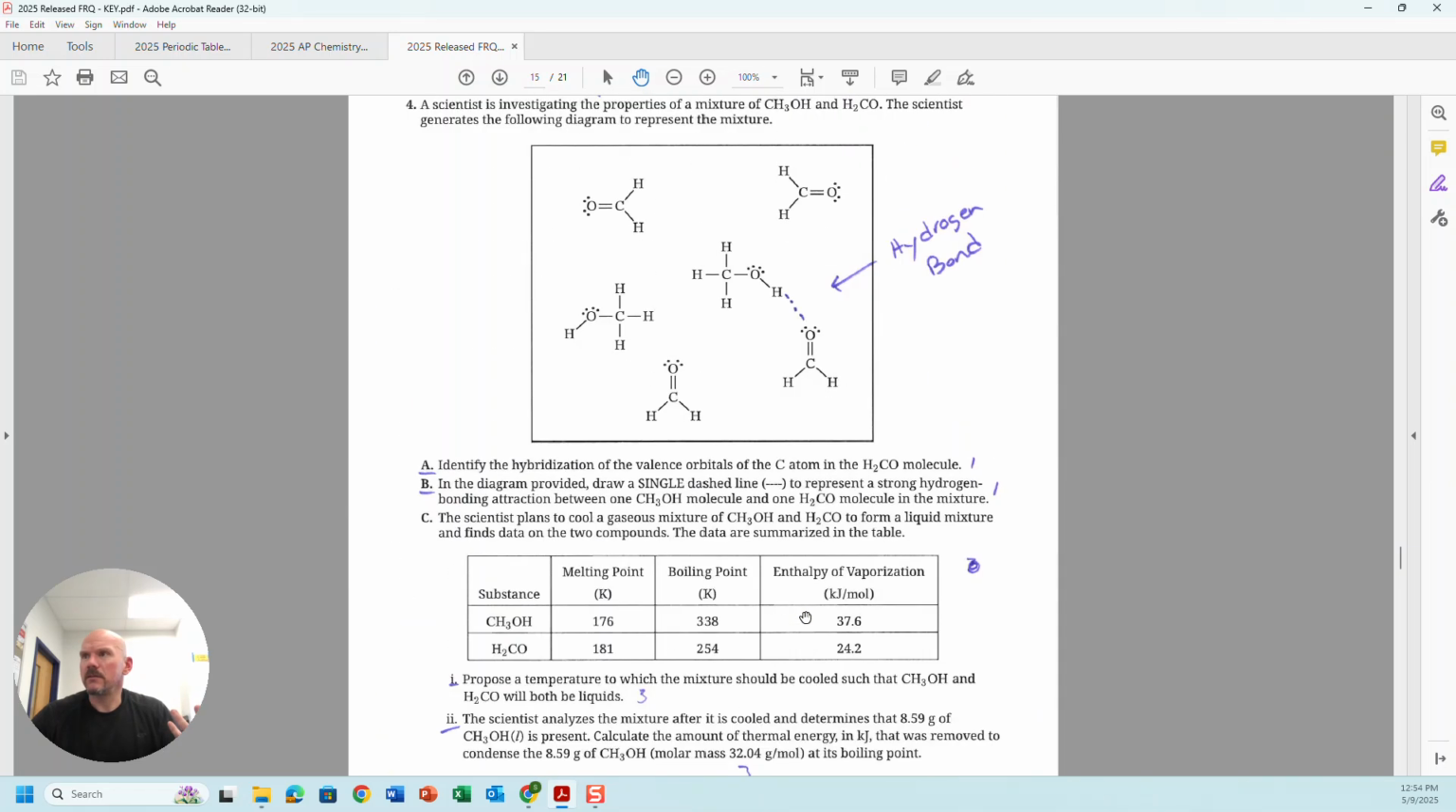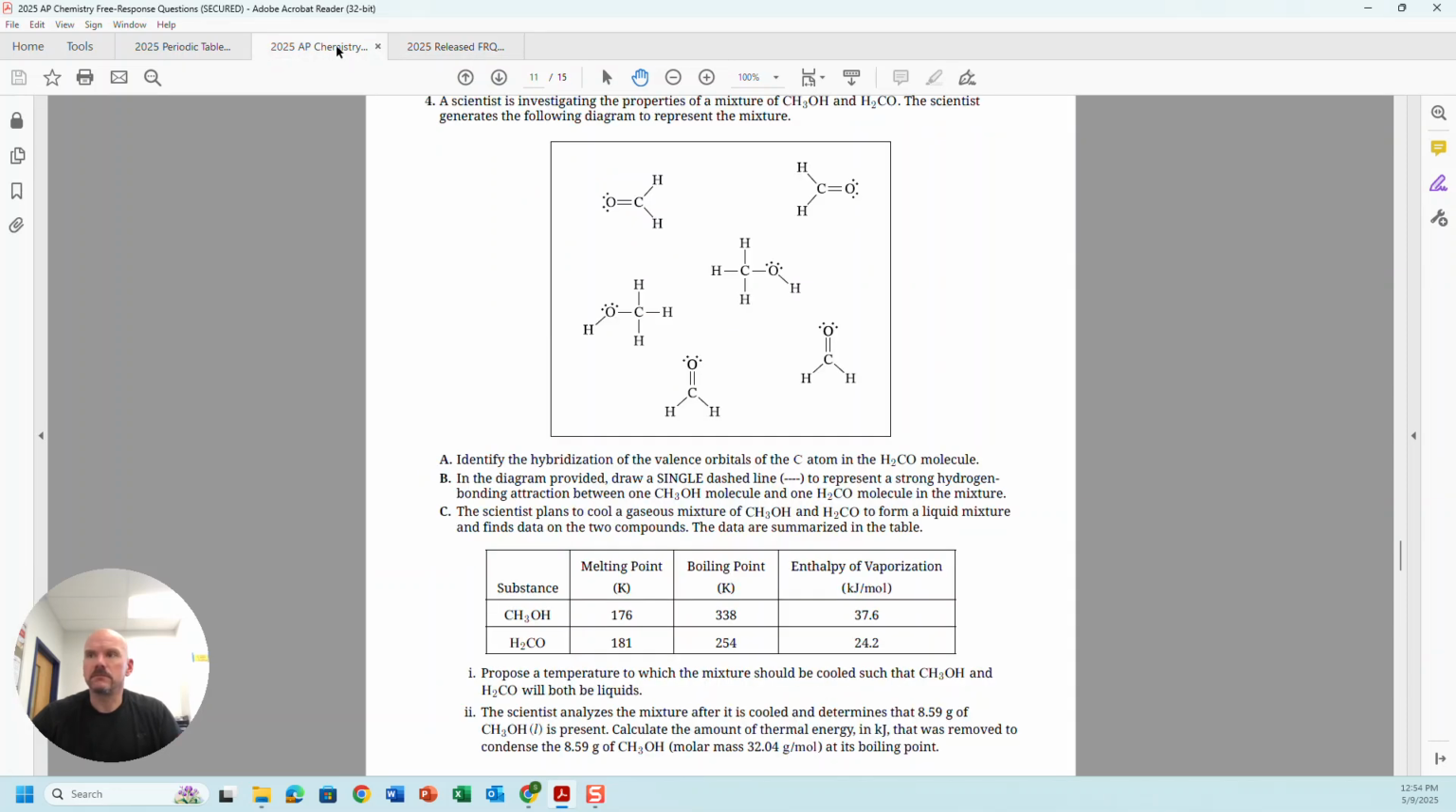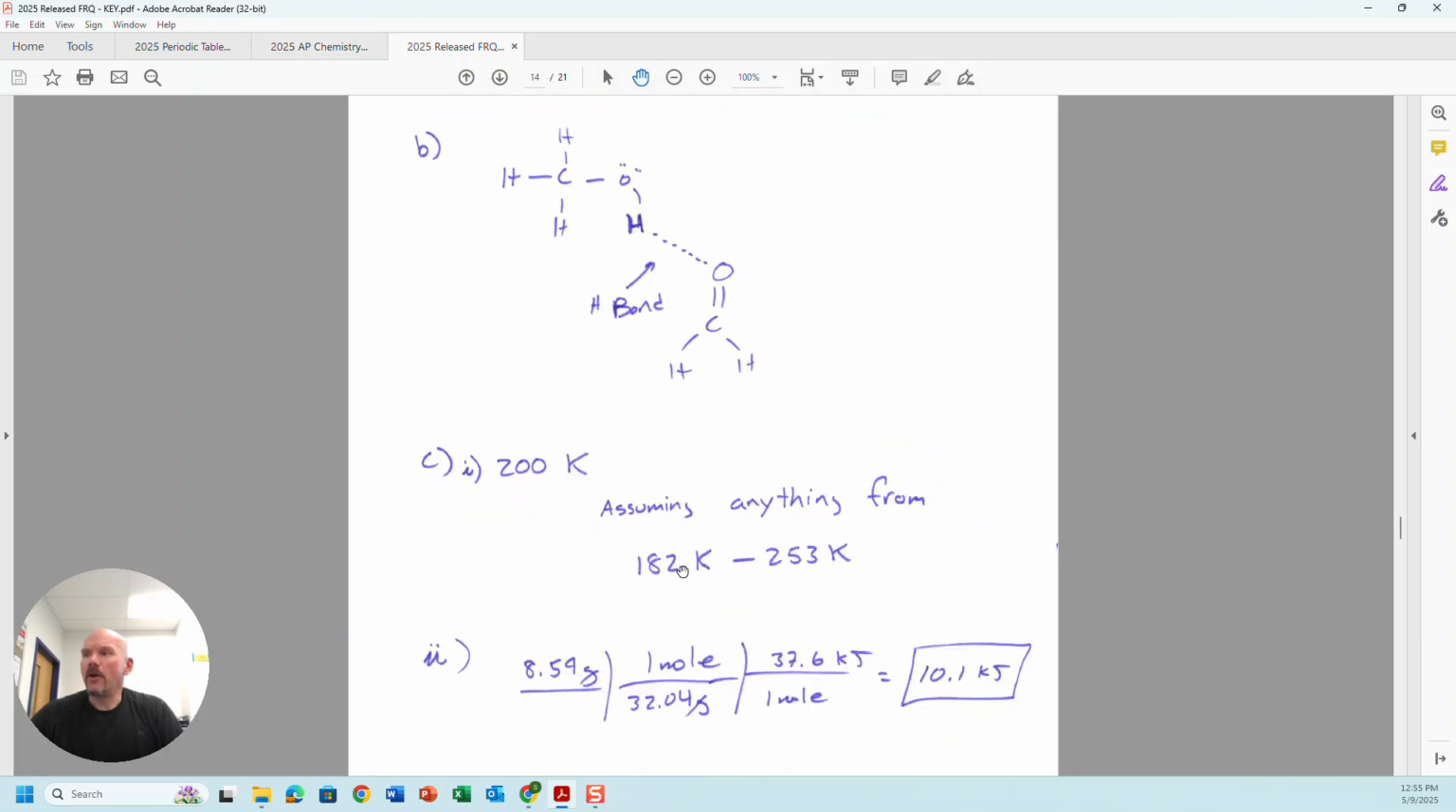Whoops, where did I have it? Oh, let's go back up here. I said 200 Kelvin, all right? And notice it was in Kelvin, so if you accidentally said degrees Celsius, that would be wrong. But I'm sure their answer key is going to say, anything between these temperatures. So that would work, okay?